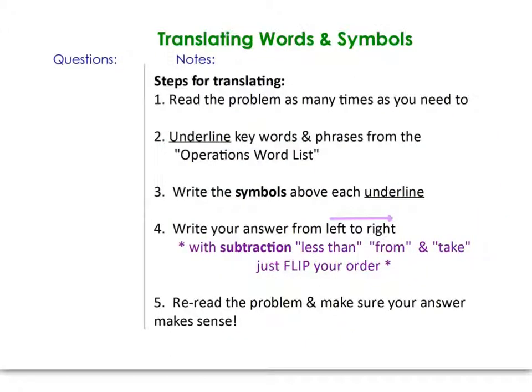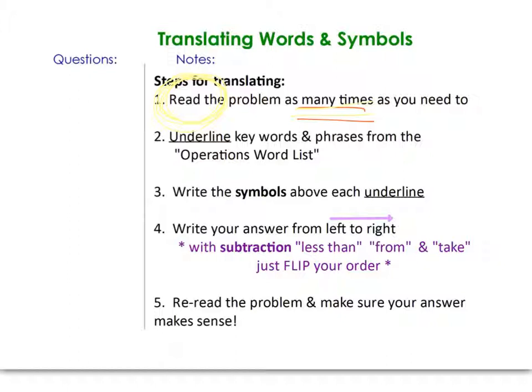So my steps for translating, the first one, read the problem as many times as you need to. Y'all, it's okay if you have to read the problem over and over and over again. Read, read, read, read, read. If you have questions about what the problem's asking, let one of us know. We want to come help. We want to make sure that we're all getting it good. Step 2 is to underline key words and phrases from the problem and from the operations word list. So what you just made on this page is your operations word list. It has all the words we use for different operations.